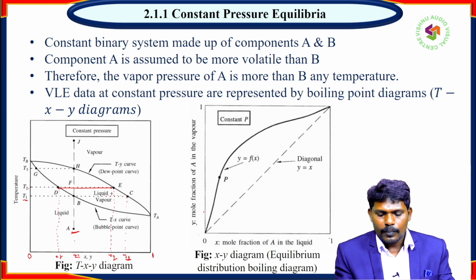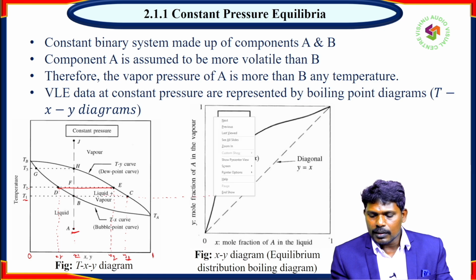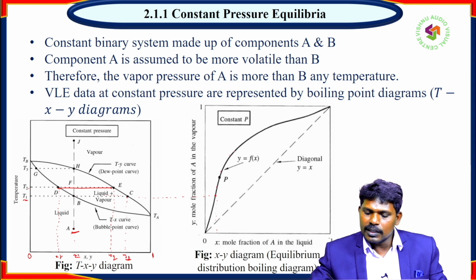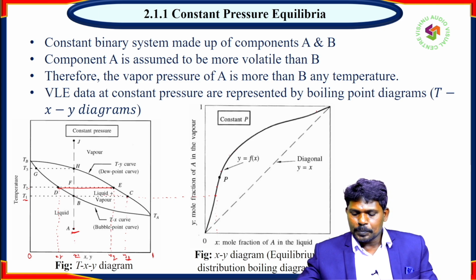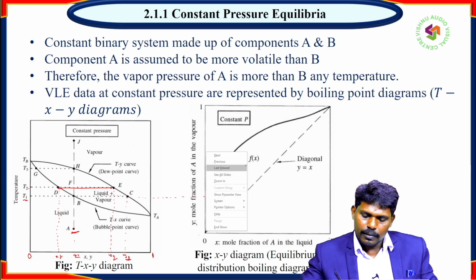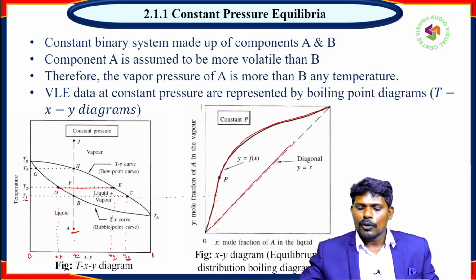For example, this is y1, this is x1, both are in equilibrium. This is the point. In the same way, the next point, and the next point, like that. This graph is called the equilibrium distribution curve. It looks like this. This diagonal represents y equal to x at a constant pressure.